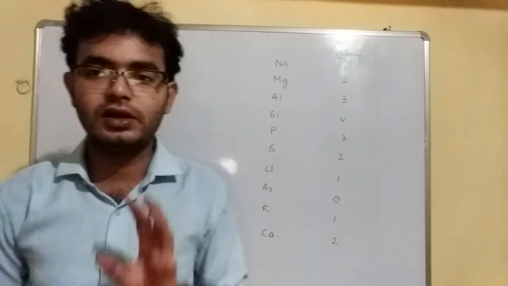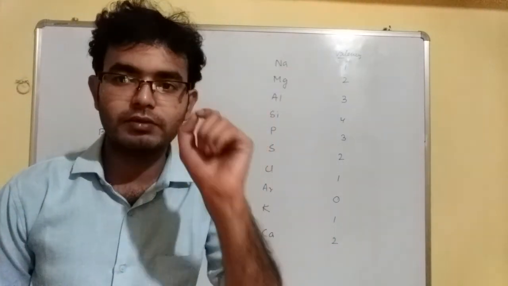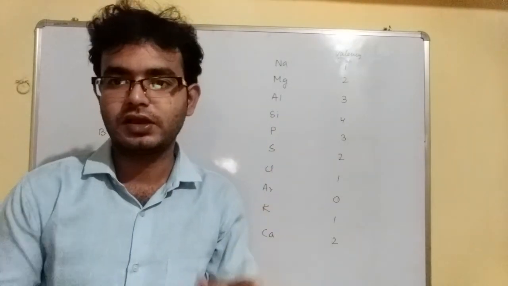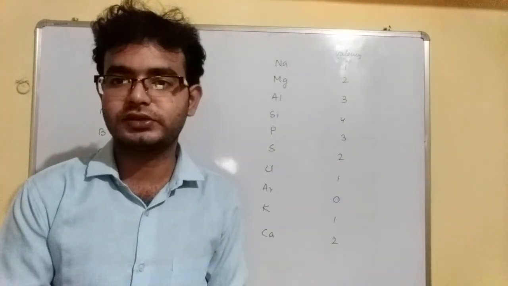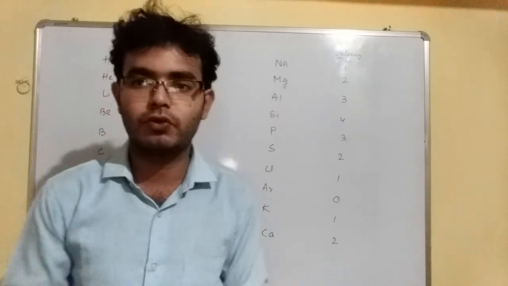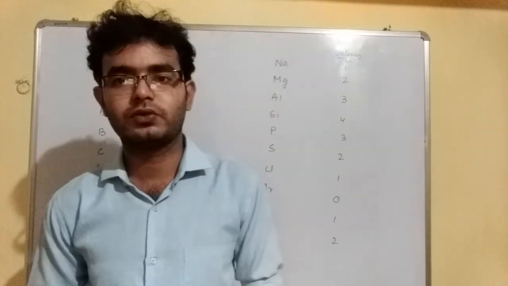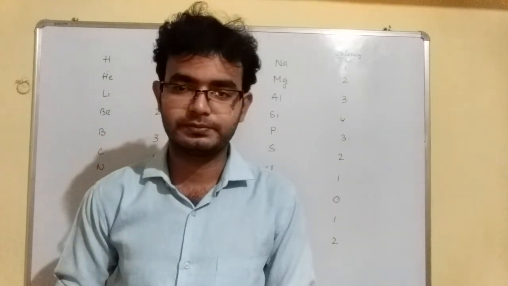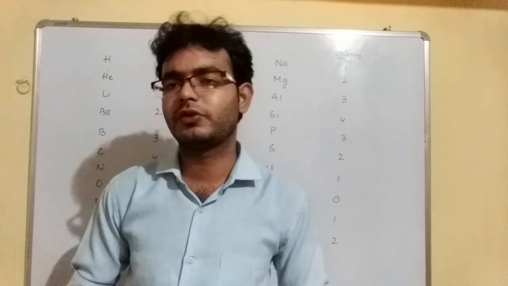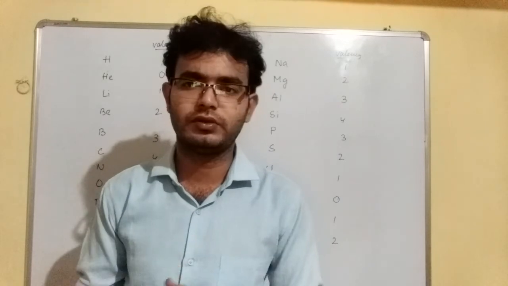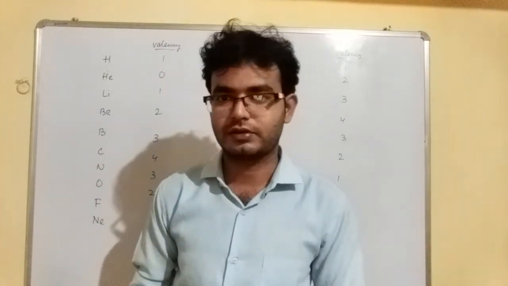Try to learn the names, at minimum name and atomic number, like 1 hydrogen, 2 helium, 3 lithium, 4 beryllium, 5 boron, 6 carbon, 7 nitrogen, 8 oxygen, 9 fluorine, 10 neon and so on. Okay, at least up to 20 you should memorize, the rest we will learn in higher classes. Learn this. Thank you.